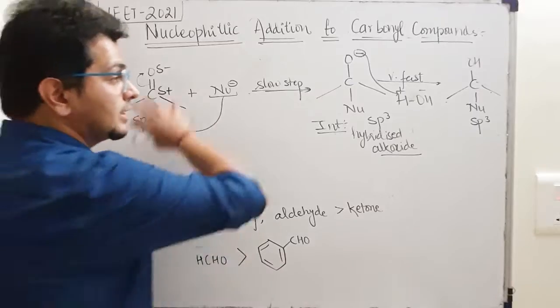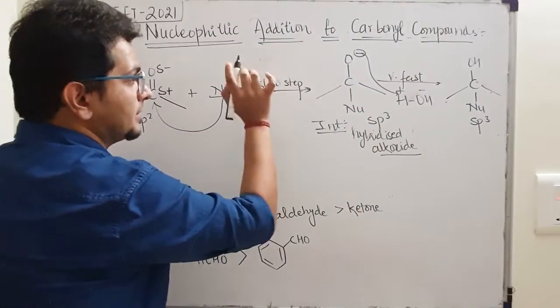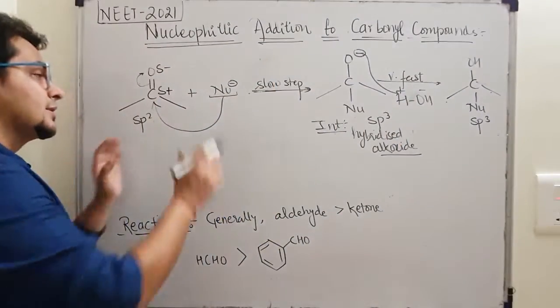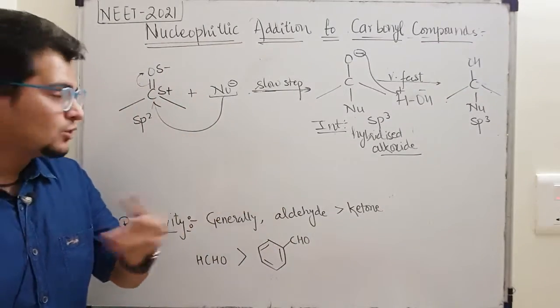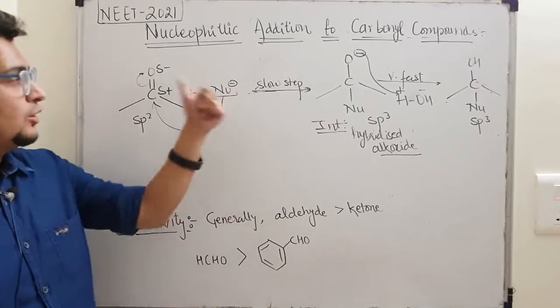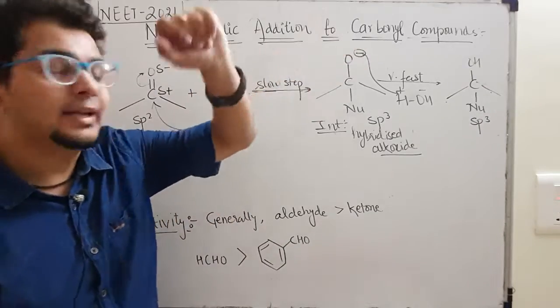Very good. So this is the reaction. Step number 1 is going to be slow. Step number 2 is going to be fast. Sir, first step is slow. Why? Because carbonyl compound was a neutral molecule. He was not very interested in reaction. But when the nucleophile attacked, he got a complete negative charge.